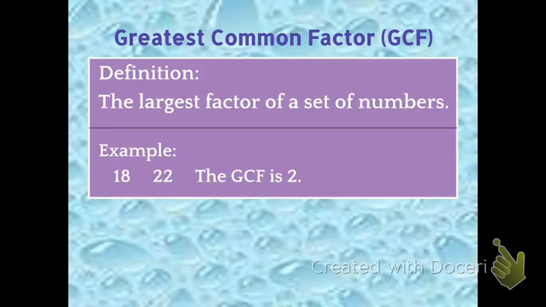You just wrote down the definition and glued it in on page 8. The definition is the largest factor of a set of numbers. So for the numbers 18 and 22, the greatest common factor is 2. That is the biggest number that divides evenly into both of those numbers. That's what we're looking for. When we say greatest common factor, it's the biggest number that divides evenly into a set of numbers.